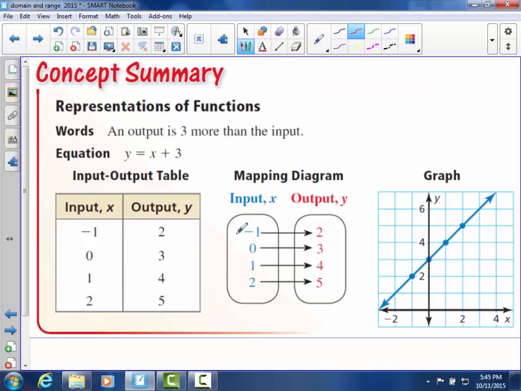Okay, so just to sum some things up, you should be able to move between your different representations of a function. There will be words, equations, tables, maps, and graphs. And each one of these means the same thing. It's just a different representation, and you need to know how to move between those representations.